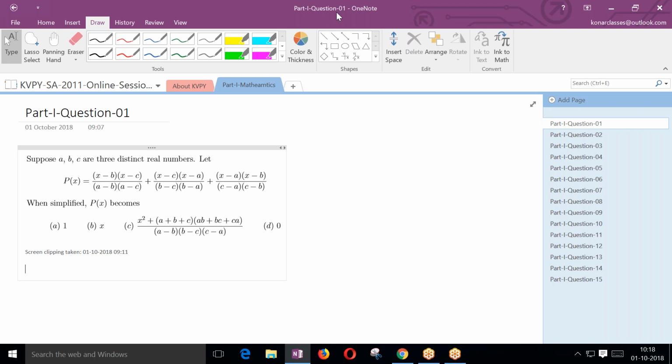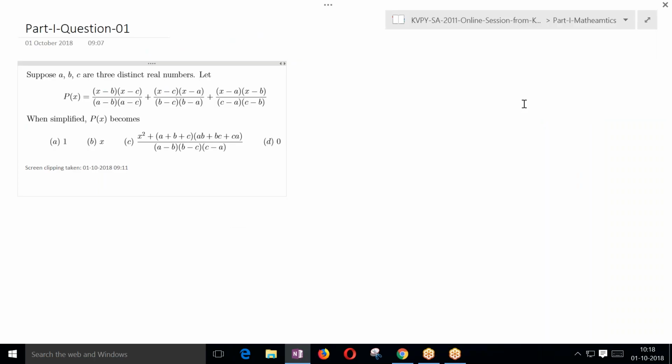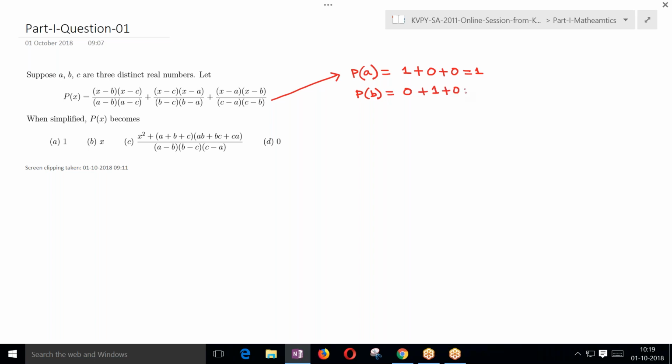Okay, how to approach this one? Let's see. What is the value of P(a)? You will get it in the first term. If you put x equal to a, the (a minus b)(a minus c) will get cancelled with the denominator, so the first term will be 1. In the second term, if you put x equal to a, a minus a will be 0, so it will be 0, and in the third term also a minus a will be 0. So from here we get the value of P(a) is equal to 1. Then P(b), in a similar manner, will be 0 plus 1 plus 0, which is also equal to 1.